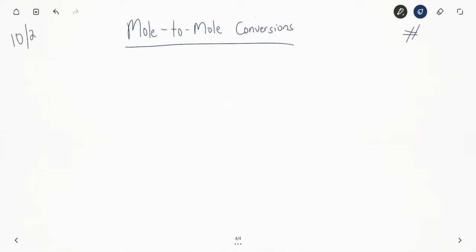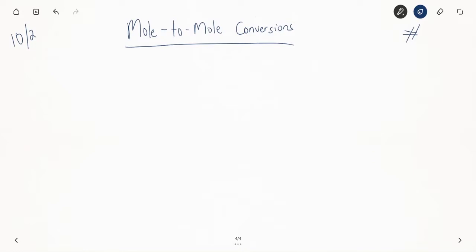What we want to talk about today is something called mole-to-mole conversions. This will be in your science lab book on a brand new right-hand page, and we're going to title this mole-to-mole conversions. Make sure that you put your page number up in the right-hand corner, and then we'll put today's date.